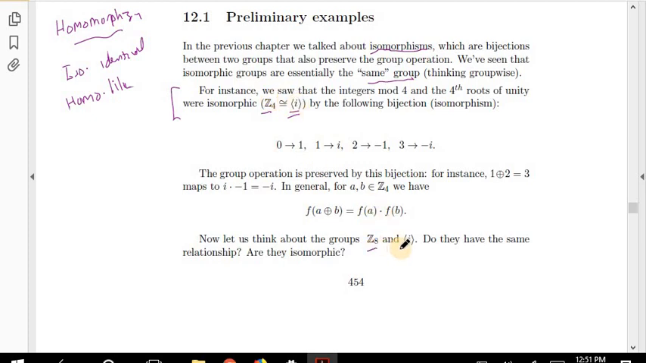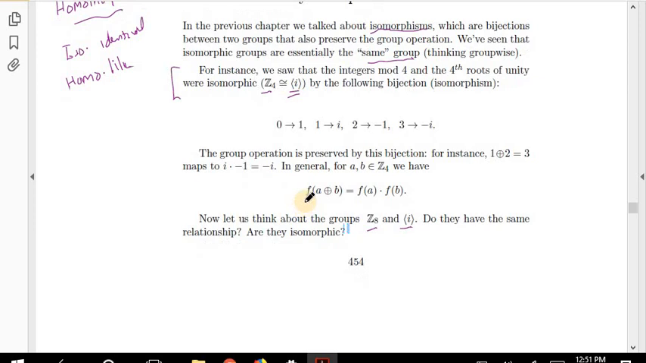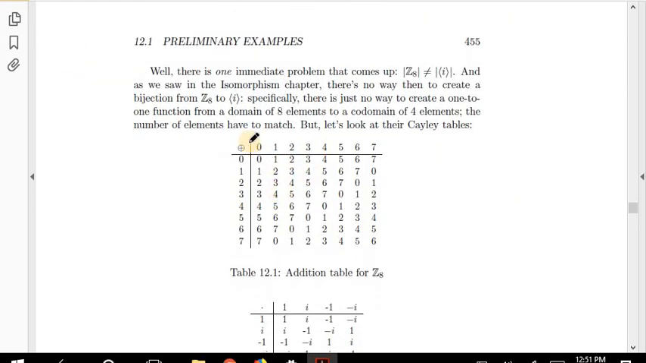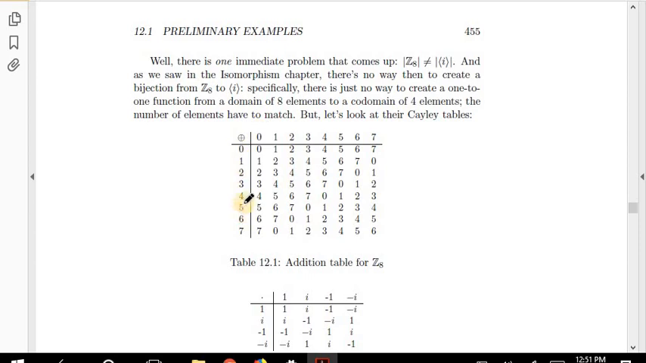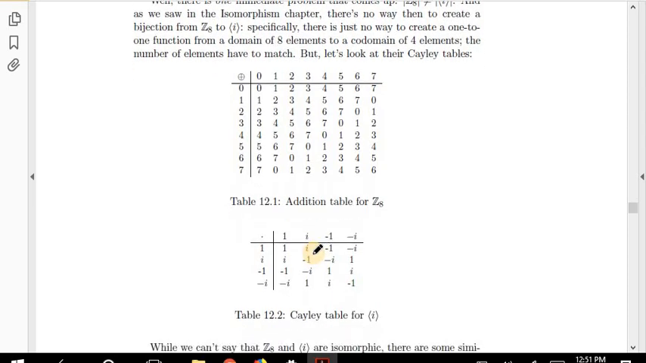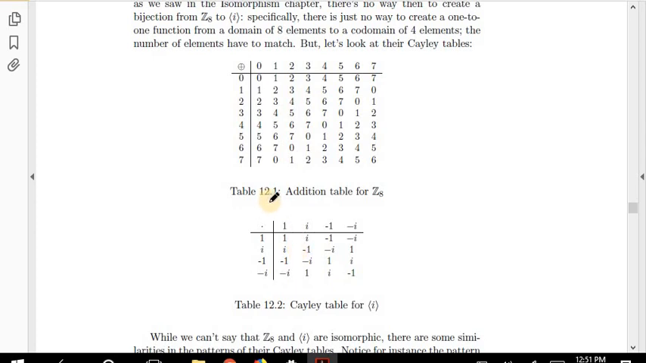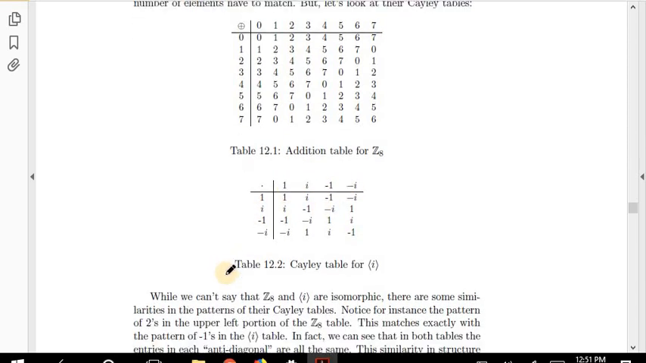Now, let's consider Z8 and i. Let's look at the tables. Z8 is an additive group, and it has 8 elements. So here we have the table, and we also have the table for the multiplicative group of i, and we can see some similarities. For instance, here we have this diagonal pattern of constant elements, and we have the same diagonal pattern here. Like this pattern of 2's here matches the -1's and so on.